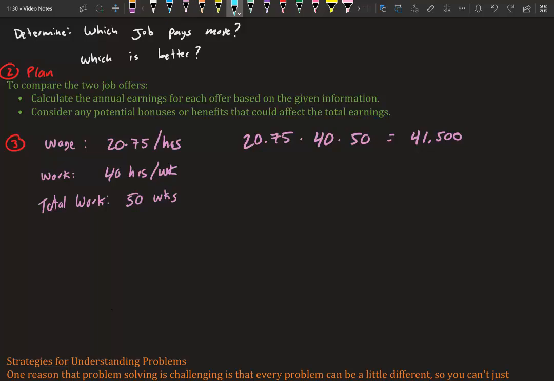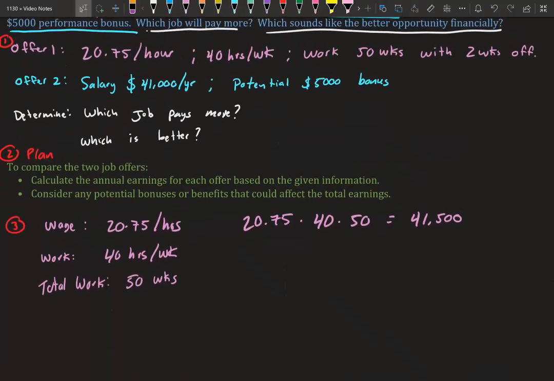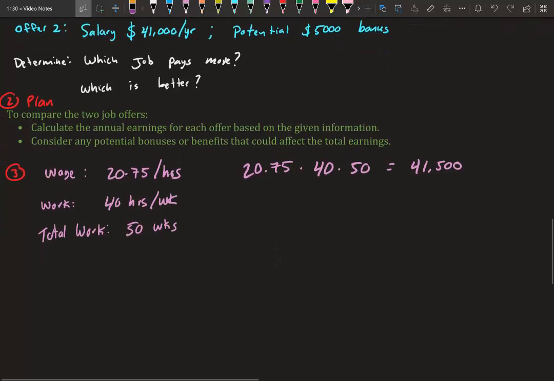Our second job offer, it's salary. So we really don't have to do much math because it's saying you're just going to work and this is how much money you're going to make. But it says we have a bonus of $5,000 potentially. So it told us our annual salary was 41,000. However, we could get a bonus of $5,000. Sorry, I was already doing my math in my head.